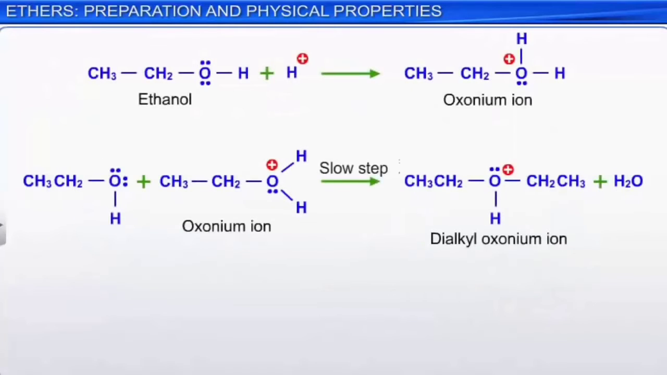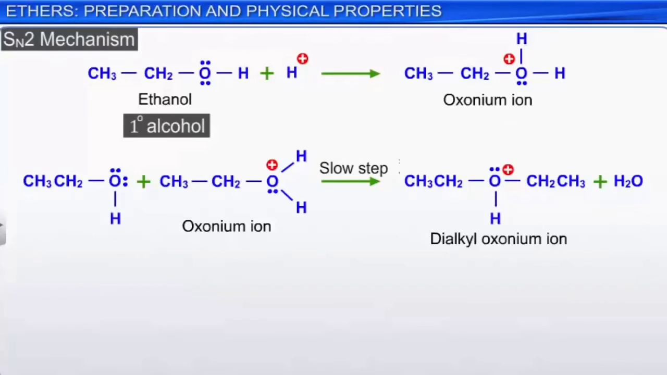Ethers can be prepared by the dehydration of primary alcohols by an SN2 mechanism, which means that the reaction involves an attack by a nucleophile and is a bimolecular slow step. In the first step, the ethanol forms an oxonium ion, or a protonated alcohol. In the second step, another alcohol molecule attacks the oxonium ion to form a dialkyl oxonium ion. This is the slow step of the mechanism.